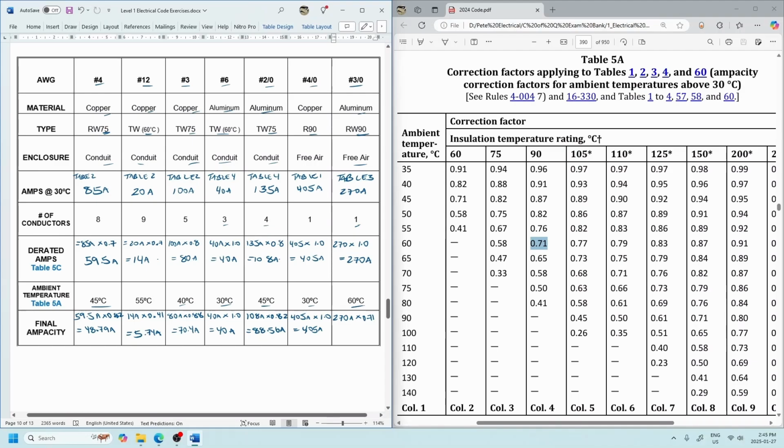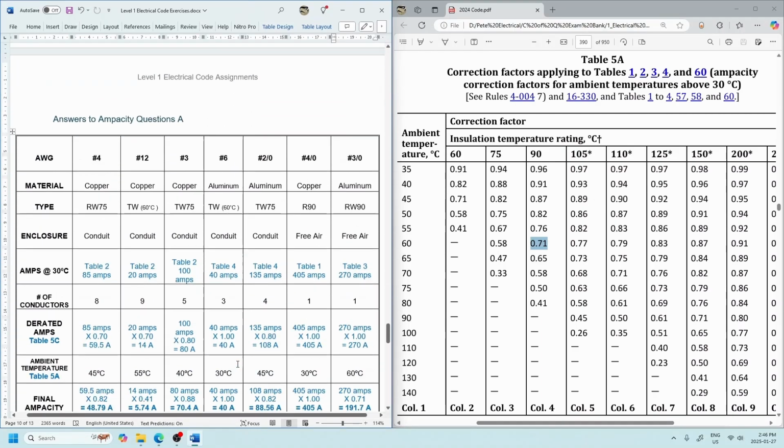Okay, so we got 270, and we'll multiply that by 0.71, or 71%. That gives us 191.7 for our maximum ampacity for those 3-aught aluminum RW90s that are run in free air in an ambient temperature of 60 degrees. Okay, so hopefully everybody's got the same answers as I just showed there.